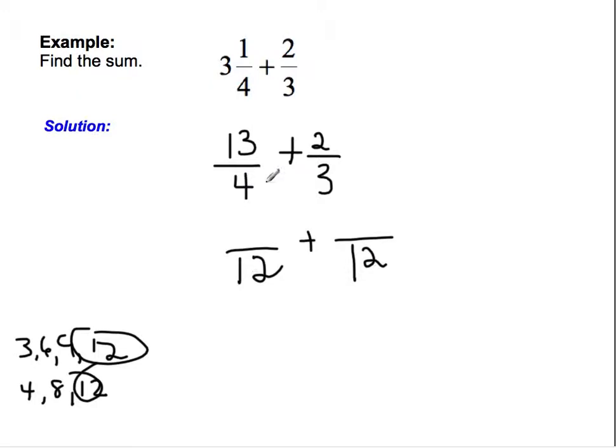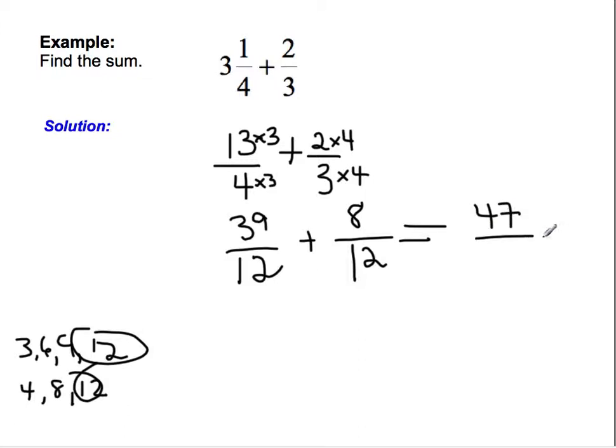How do I make 4ths into 12ths? Well, I times that by 3. So whatever I do to the bottom, I must do to the top. So that is 39. I have a pizza in thirds. I need it in 12ths, so I'm going to times it by 4 and get 8. Now that our denominators are the same, we add the numerators. We have 47 over 12. And I'm going to leave this in improper. It is in lowest terms because 47 is prime.